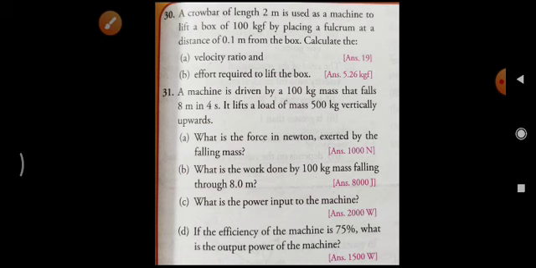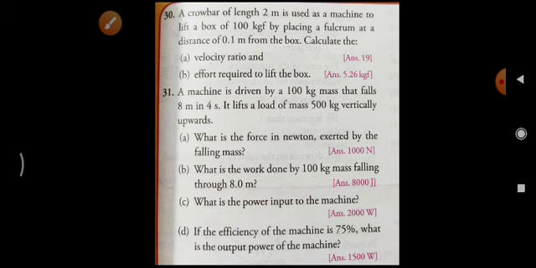Then we need to calculate the velocity ratio. We know the total length of the crowbar is 2 meter, and from the fulcrum to the load it is 0.1 meter. How much was left? 1.9 meter, because 1.9 plus 0.1 is equal to the total length, 2 meter. So from the fulcrum it is 0.1 meter to the load, and 1.9 meter towards the effort.